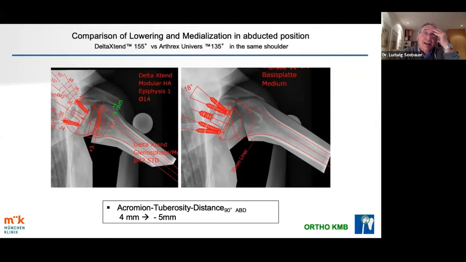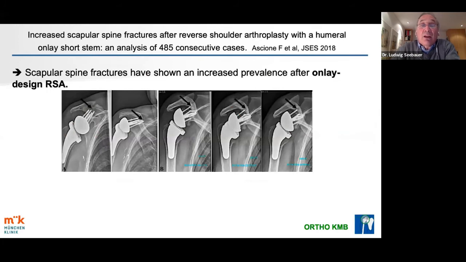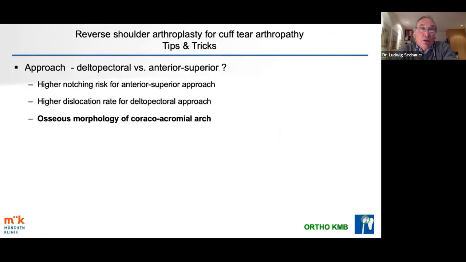But lateralizing has some negative side effects. You decrease your theoretical amount of abduction because if you still have a greater tuberosity and you lateralize too much, then you will have an impingement of the tuberosity with the lateral acromion. And you already have heard that a certain amount of lateralization is critical for increasing the mechanical stress on the scapular spine and increases the risk for a scapular spine fracture.